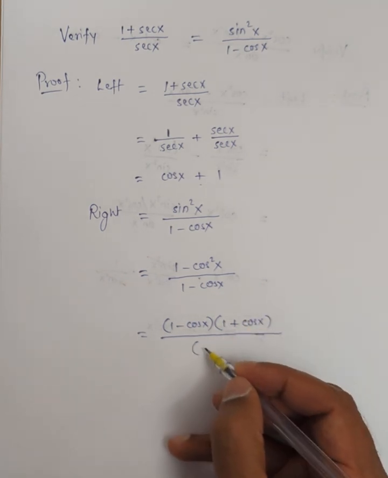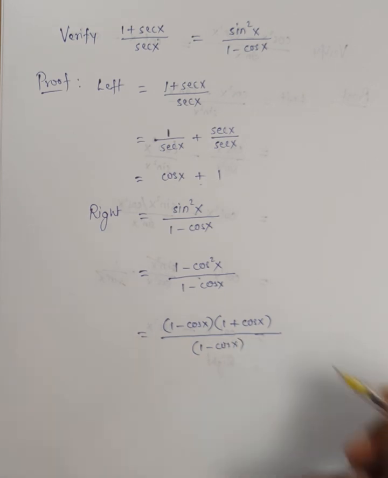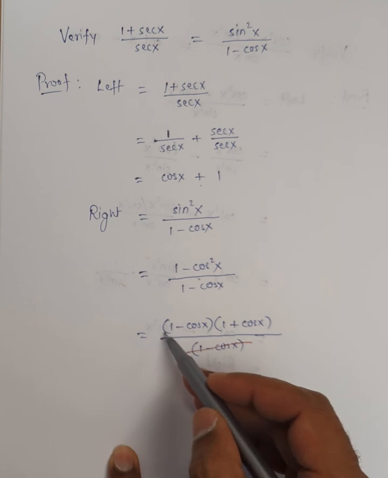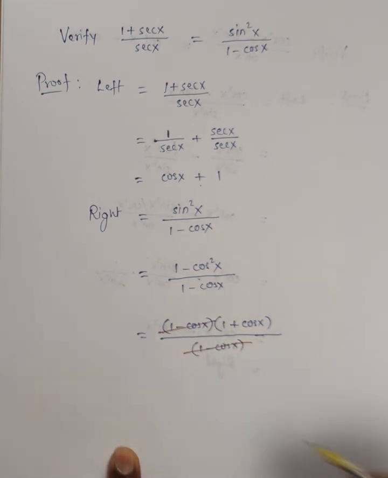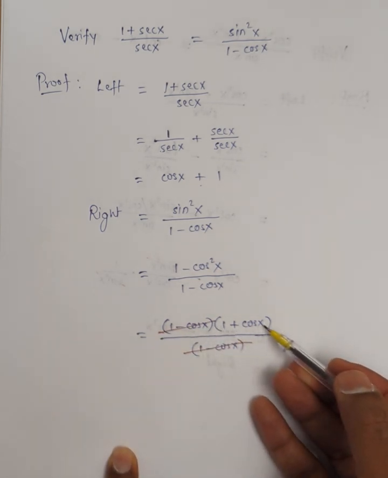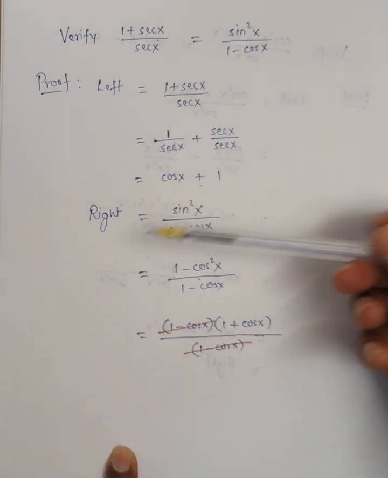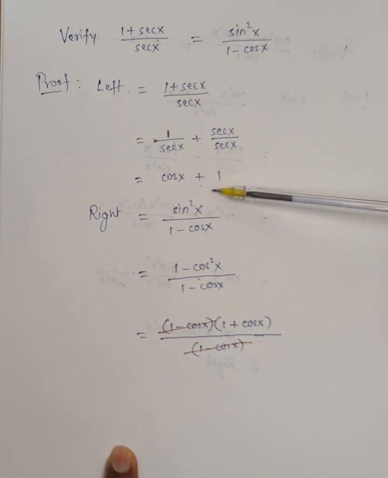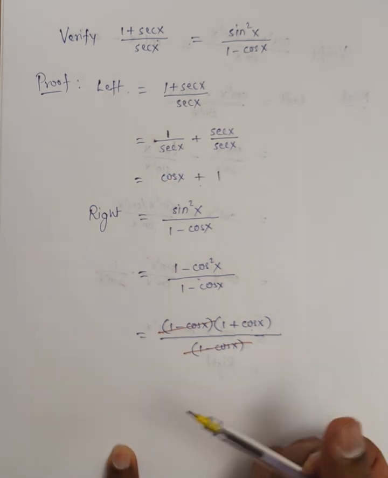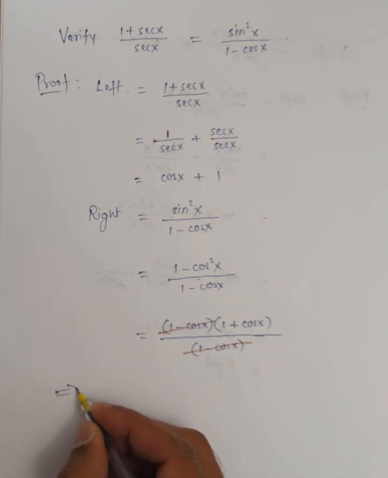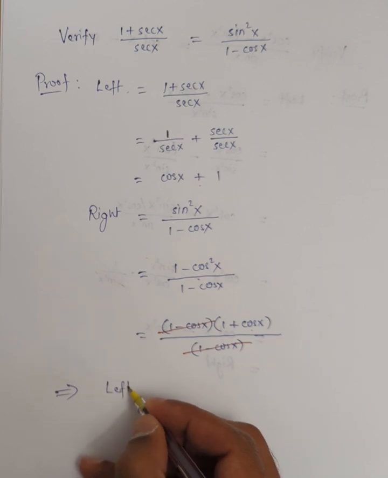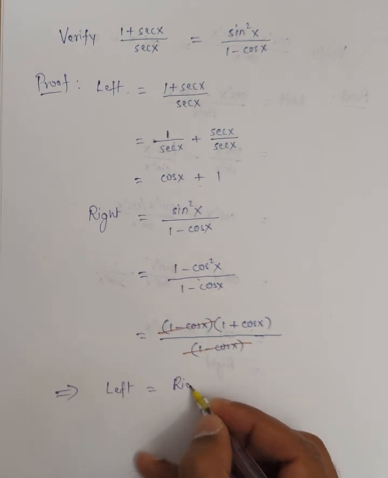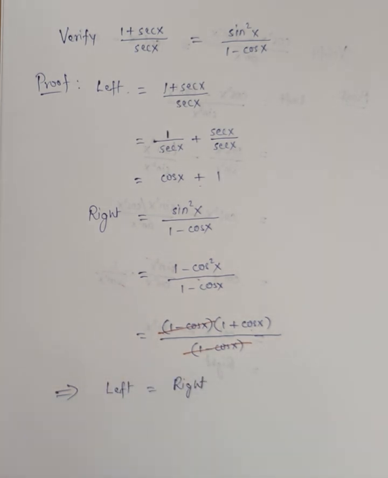And then your denominator is 1 minus cosine x. So notice there is a common factor. Now we can cancel the common factor. So what we are left with is 1 plus cos x. Now, we could simplify the right side to 1 plus cos x. We simplified the left side also to 1 plus cos x. So what we have done is we have shown that the left side is equal to the right side. So when you have done that, you're done.